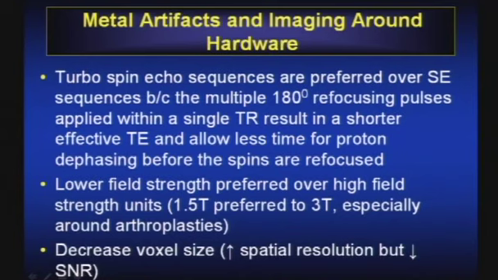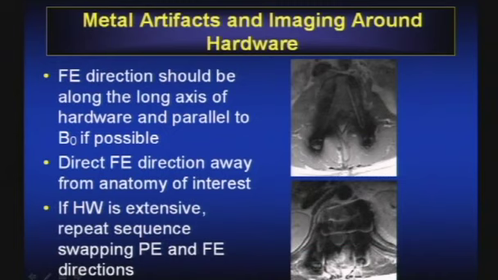The other thing we can do, and these are all things that intuitively would decrease image quality in the absence of metal, right? That makes sense because we're decreasing signal to noise, and that's going to decrease the susceptibility artifact. So things that normally would make an image bad are going to make your metal susceptibility artifacts less. That's a simple message there. So you decrease the voxel size, you increase spatial resolution, you decrease SNR. That's what we're going for, decreasing SNR.